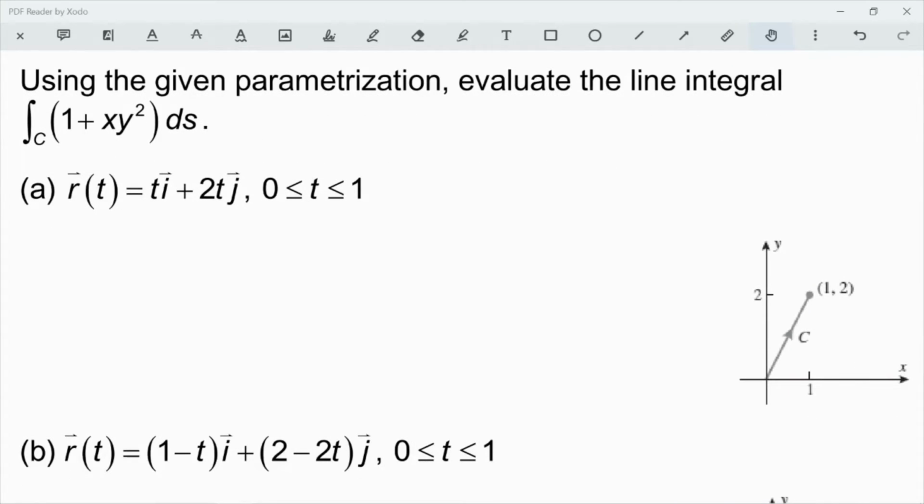So the question says, using the given parameterization, evaluate the line integral along the curve C, 1 plus xy squared ds. Okay, so what we have over here, notice we have a vector function that's given, ti plus 2tj, and for the t values, we're going between 0 and 1. So our parameter is restricted between 0 and 1.